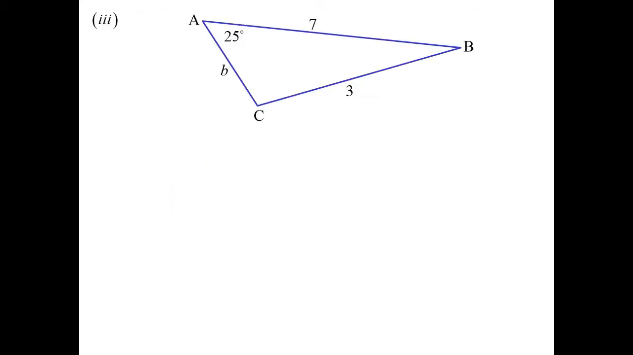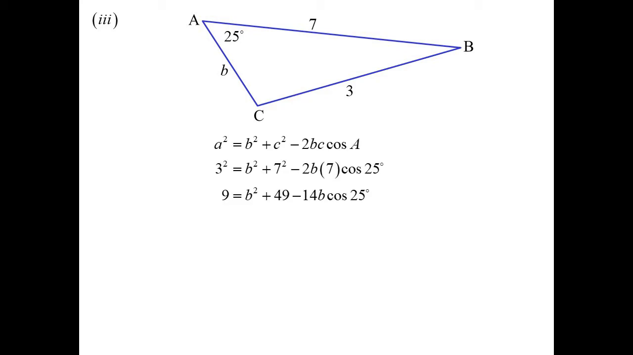Now, what about this one? We want to use the sine rule, but I can't because I don't have the conditions for the sine rule. I've only got one angle. Cosine rule, oh geez, I don't have the included angle. We can still use the cosine rule, however.